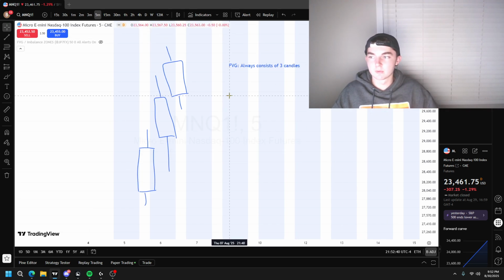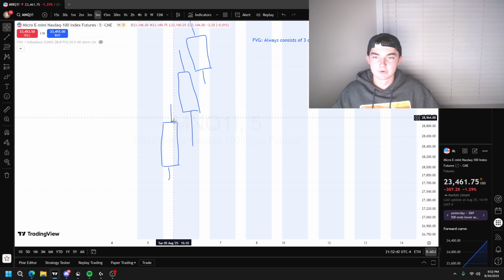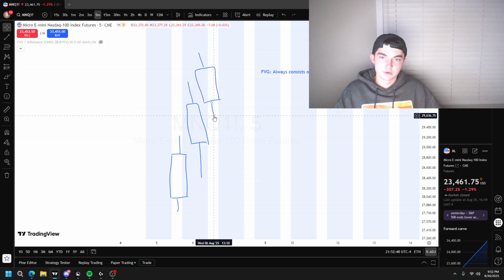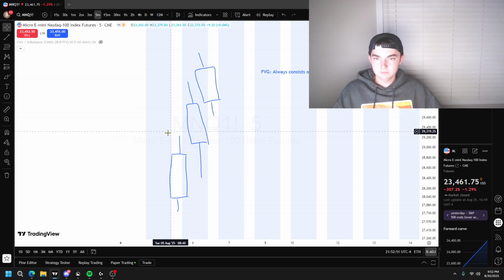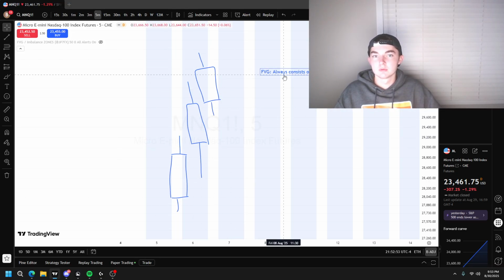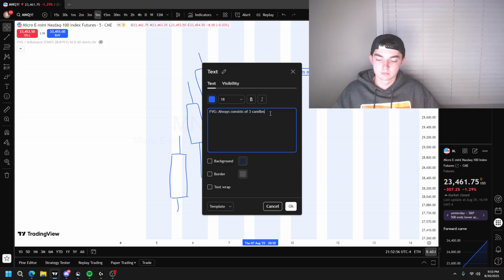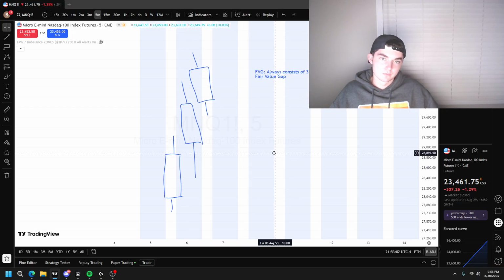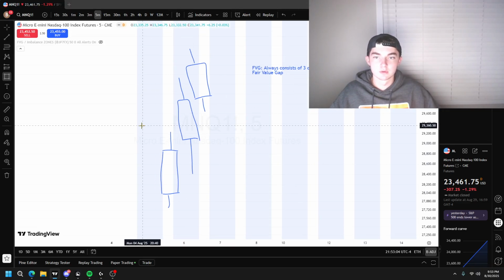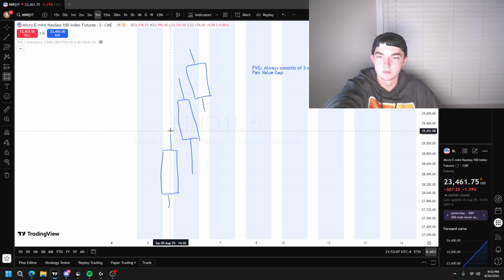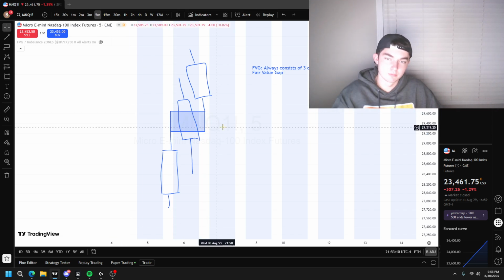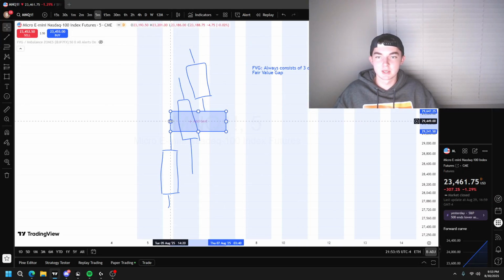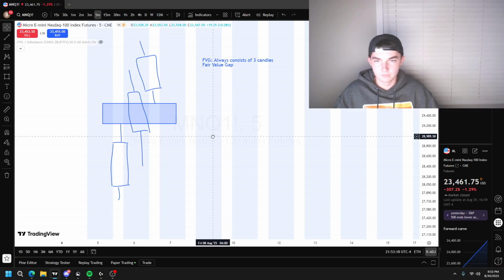Okay, so fair value gap always consists of 3 candles. You have your first candle, second candle, third candle. Your first candle wick to your third candle wick is your fair value gap, if there is a gap. Let me write out fair value gap. This would be your fair value gap, first candle to third candle. I just punched my mic. So yeah, first candle to third candle is your fair value gap.